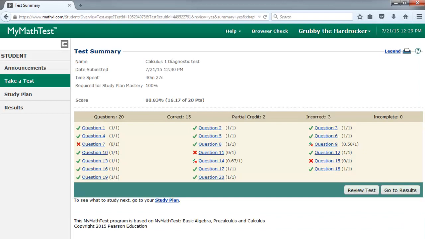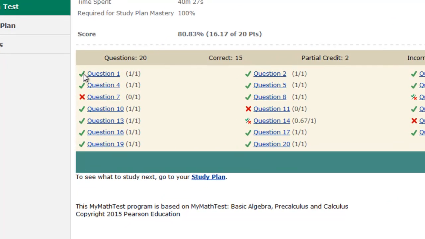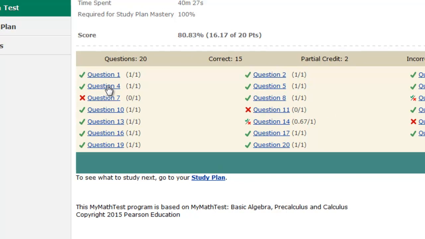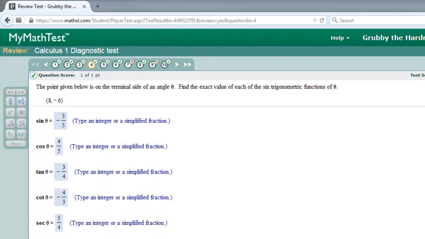The summary screen will give us some rough idea of how we did on a particular set of problems. In this case, at a quick glance, it tells me by green check marks the problems that I did correctly, and by red check marks the problems that I did incorrectly. Now we can look at any one of these problems in hindsight. For example, if I click on question 4, I'll get what question 4 on my test was, together with the correct answers.